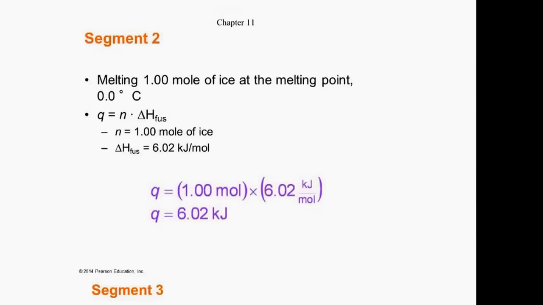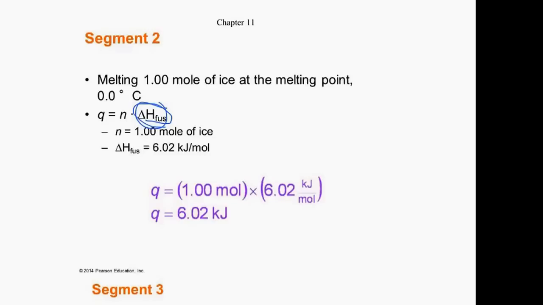Next is segment 2, and segment 2 is a phase change segment. Temperature isn't changed, so rather than figure out the heat associated with the temperature change, that's where we need the heat capacity. In this case, we need to think about what are we doing? Well, we're melting, and so we're going to use the heat of fusion, the enthalpy of fusion, that's melting. And if we're melting, this will be a positive value. If it's freezing, it'll be a negative value because heat is given off in order to freeze.